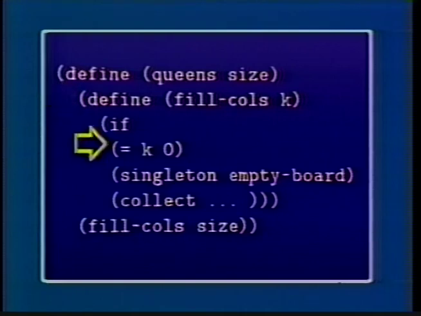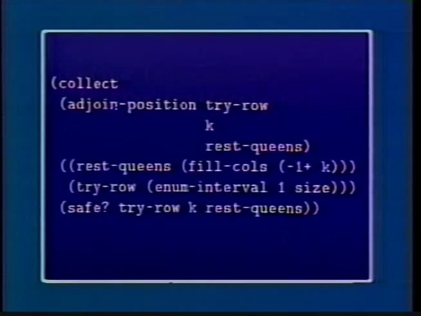If k is equal to 0, well, then I don't have to put anything down. So my solution is just an empty chessboard. Otherwise, I'm going to do some stuff. And I'm going to use collect. And here's the collect. I find all ways to put down queens in the first k minus 1 columns. And this was just what I said before. Imagine I have this tree down to k minus 1 levels.